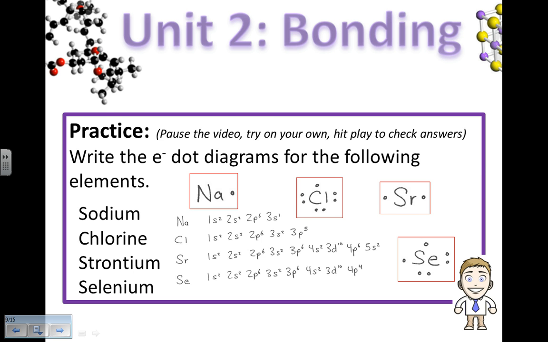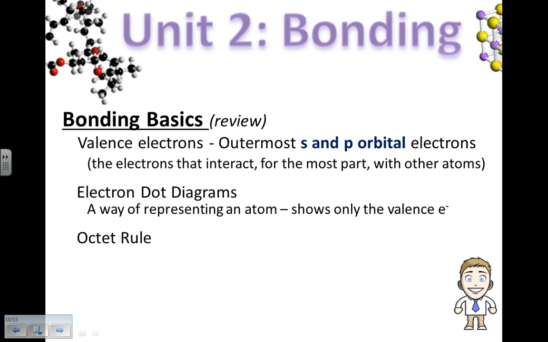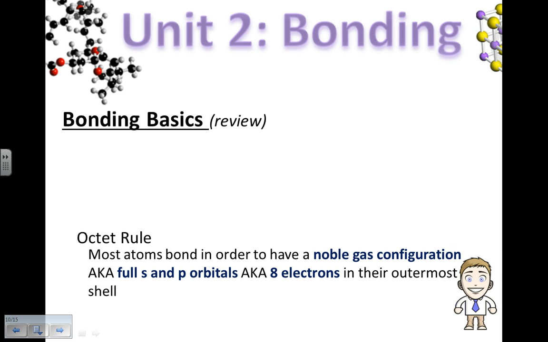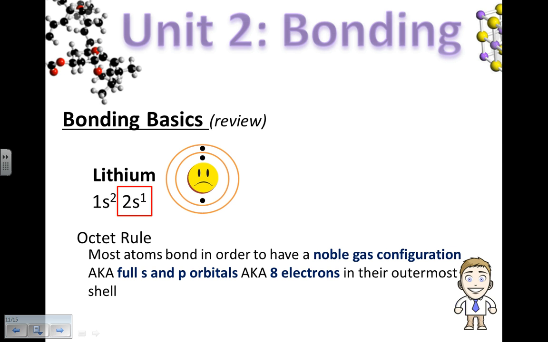Okay, we have one final rule to go over before we're done for today, and that is something called the Octet Rule. The Octet Rule tells us why atoms bond to each other in the first place, and the rule is that most atoms bond in order to have a noble gas electron configuration. What this really means is full s and p orbitals for these atoms, which usually correlates to 8 electrons in the outermost shell. Let's take a look at how this works with lithium.